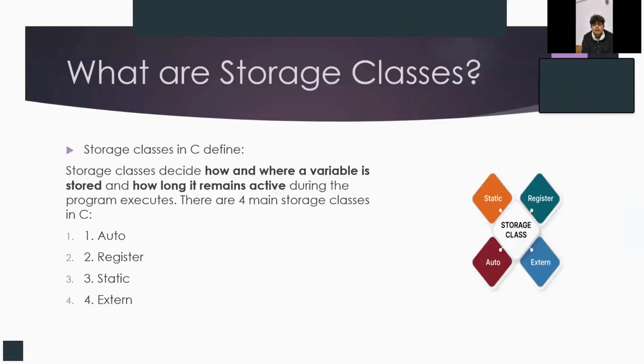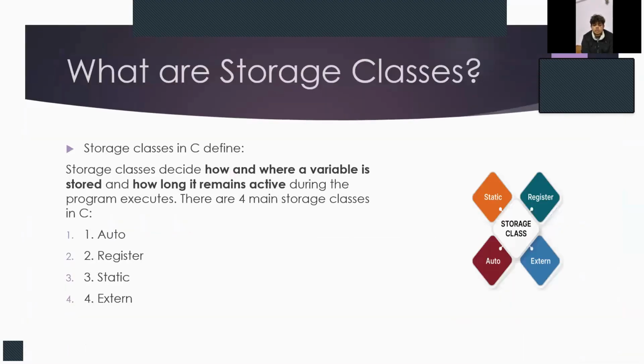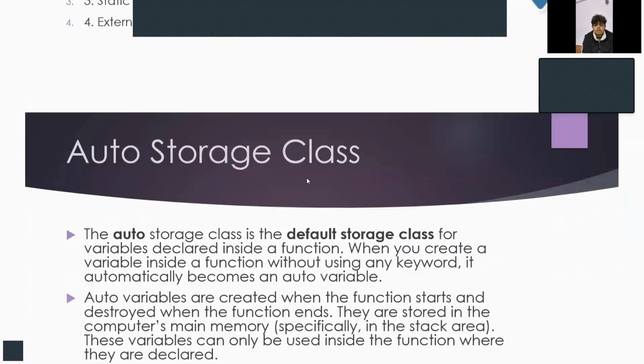Let's begin. What are storage classes? Storage classes decide how and where a variable is stored and how long it remains active while the program executes. There are four main types of storage classes: external storage class, auto storage class, register storage class, and static storage class. Let's begin with the auto storage class.